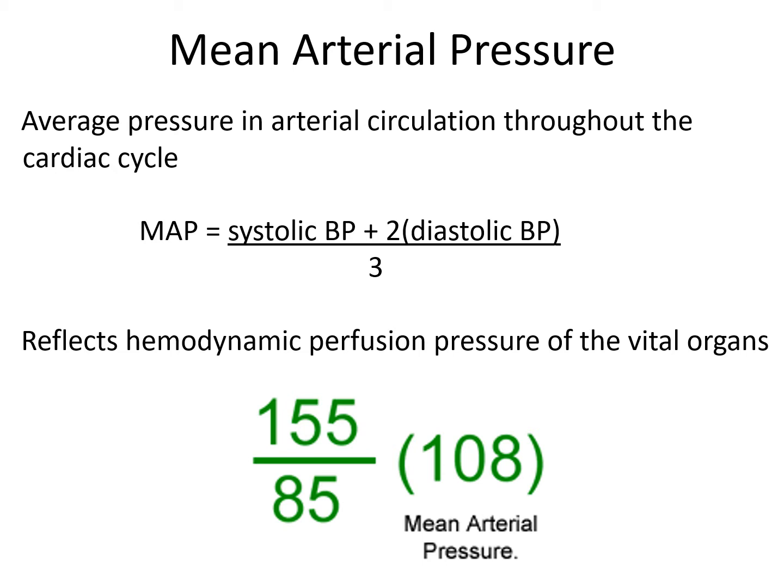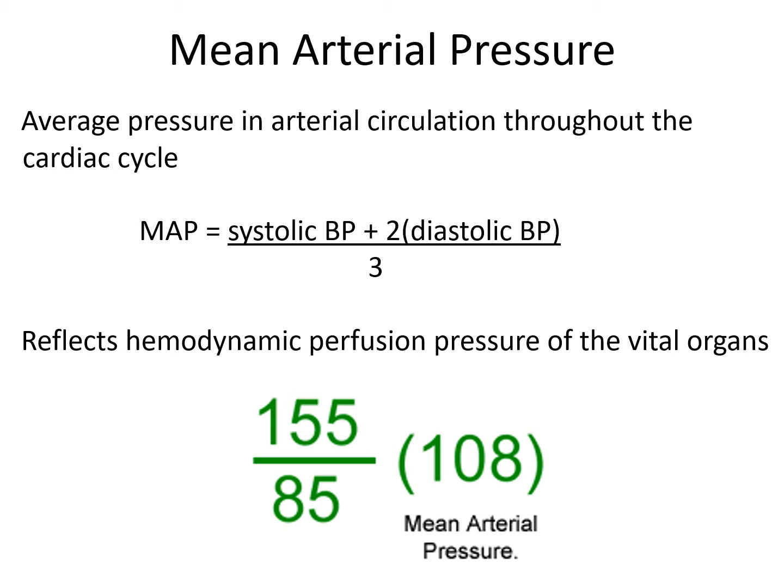And actually, although you've probably been ignoring it up to this point, it is a very important number, especially as we talk about these acute illnesses and disorders that we encounter in critical care. So we're very much interested in knowing the patient's mean arterial pressure. It is defined as the average pressure in the arterial circulation throughout the cardiac cycle.